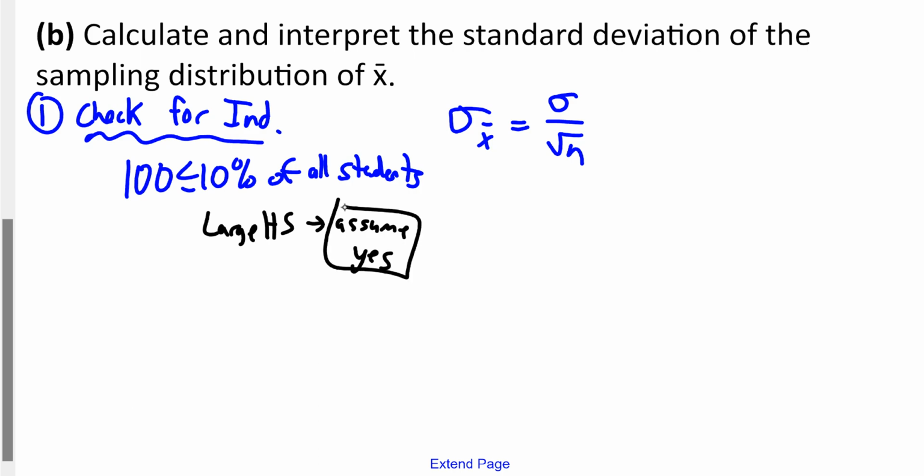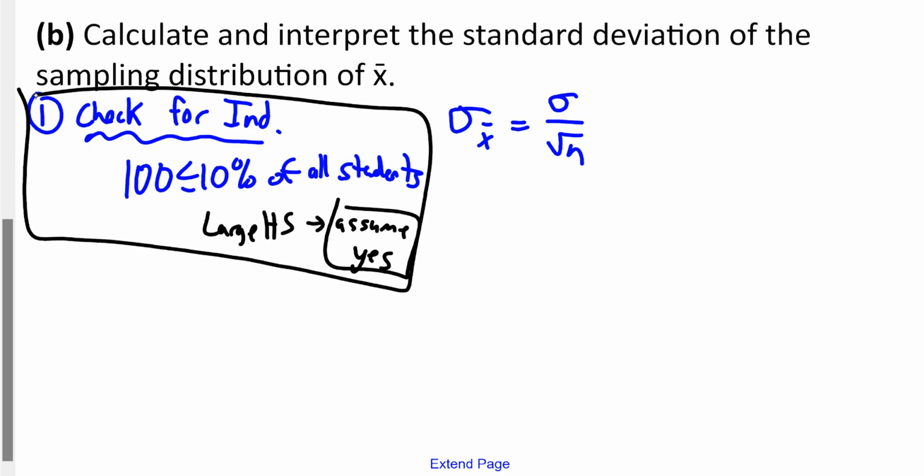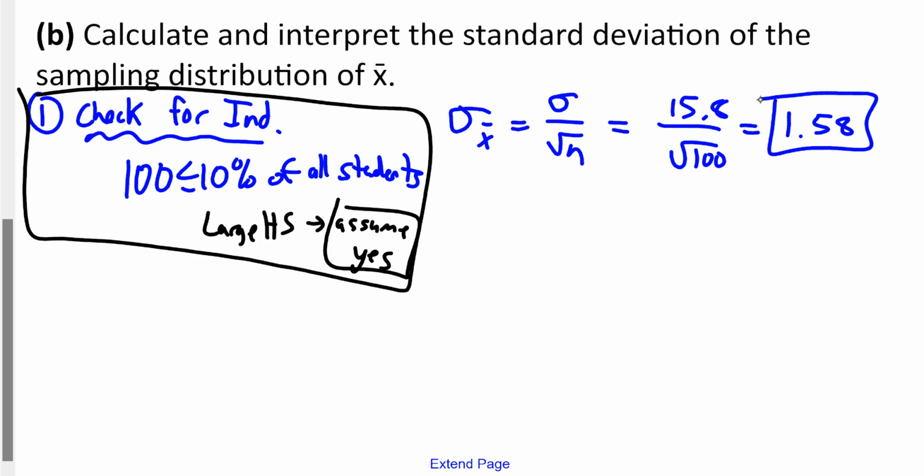Okay? So, we checked for independence. Now we want to actually find the standard deviation. And we had sigma was 15.8. So it's 15.8 divided by the square root of, what was our n, 100? Which gets you 15.8 divided by 10, which is 1.58. So again, we went from a standard deviation of 15.8 from the population to a very much smaller standard deviation, much smaller spread when we take all these possible samples of size 100.